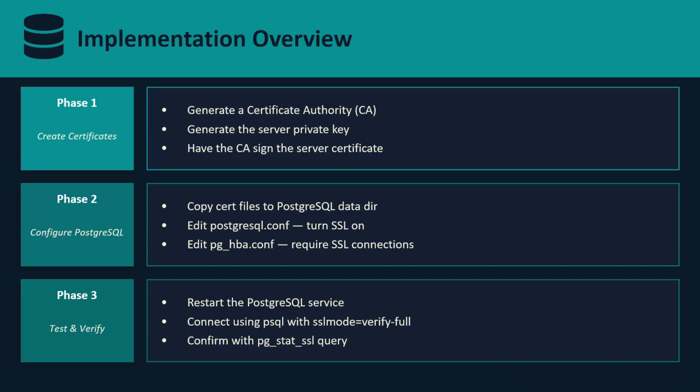Right. So let's get into the overview of the implementation steps. Here is a roadmap for the next few slides. We'll go through three phases. Phase one would be creating the certificates. We'll use a tool called OpenSSL to generate all the files we need. Phase two would be configuring PostgreSQL, where we configure files to switch SSL on and tell it where the certificate files are. Phase three is testing. We restart the service and verify that encrypted connections are actually working. Don't worry if any of that sounds unfamiliar. We'll walk through every single command, what it does and why.